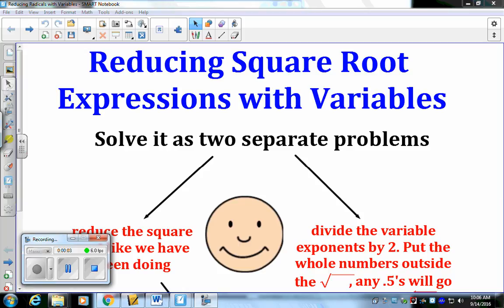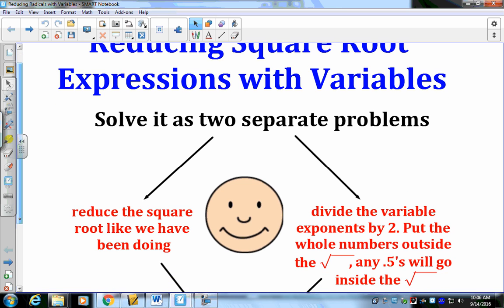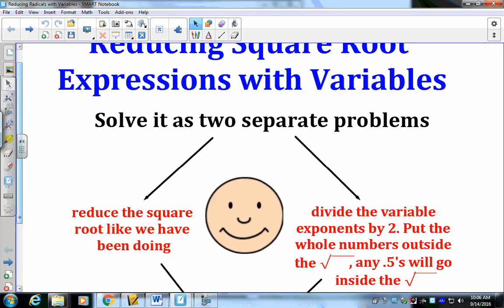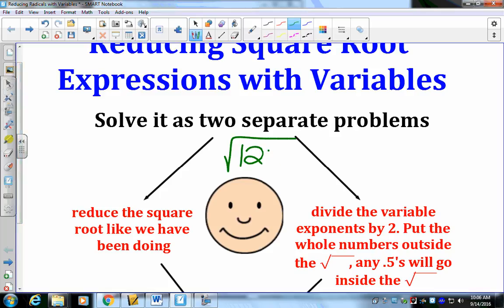In this lesson, we will be learning how to reduce square root expressions that contain variables. Anytime we have variables under a radical, we're only going to be working on square roots, not cube roots with variables. The first thing we want to do is to separate our problem into two separate problems. For example, if we're learning how to simplify the square root of 12x to the fifth, we want to break it down into the numbers and the letters separated.